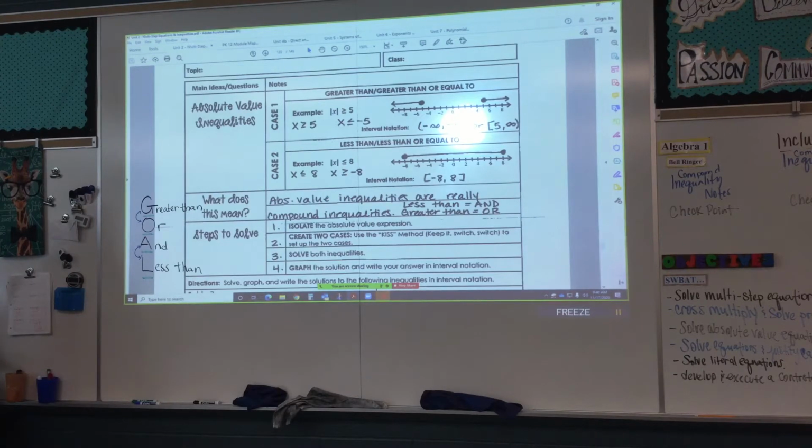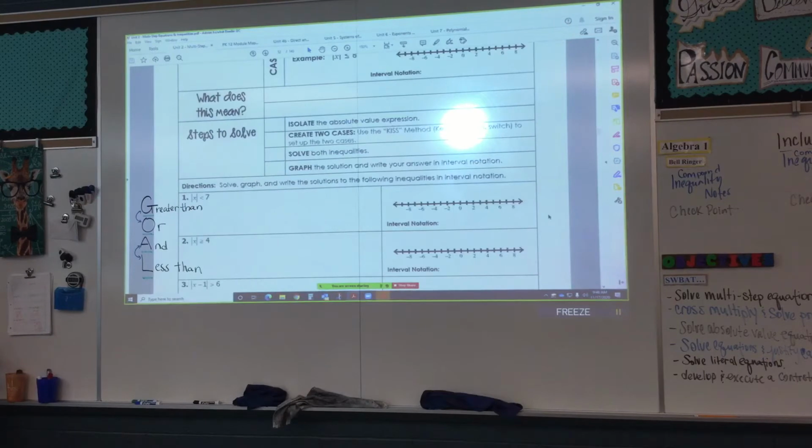Okay? Steps to solve. Step 1, isolate the absolute value expression. Step 2, create two cases. It's called the KISS method: keep it, switch it, to set up the two cases. Step 3, solve both inequalities. And then step 4, graph and write your answer in interval notation. We have lots of practice with that. All right, so let's look at our first two examples here. We're going to keep it basic.